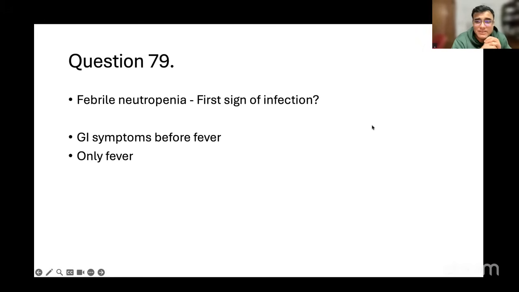So that is why fever at any rate is treated very seriously in patients who are immunocompromised or neutropenic. Okay, so only fever was probably the correct answer there.